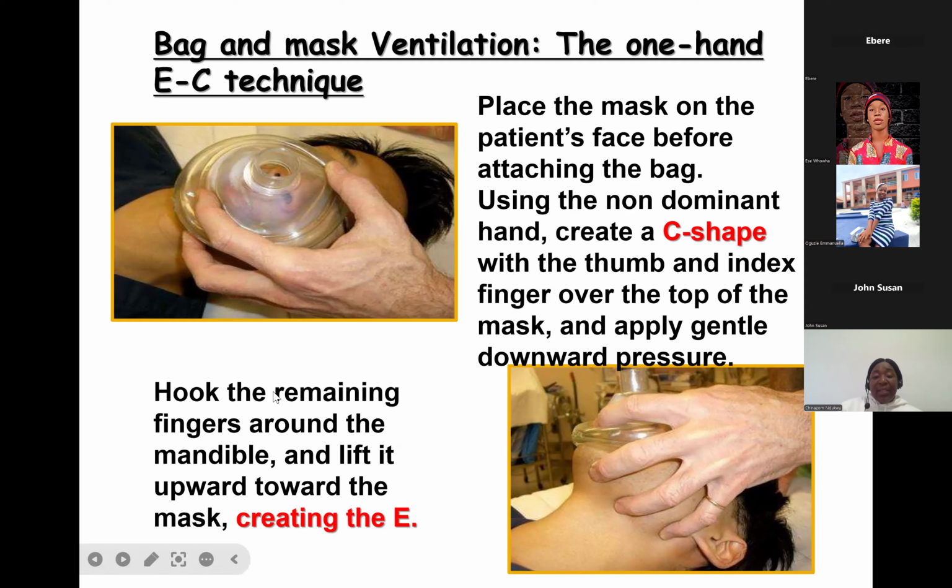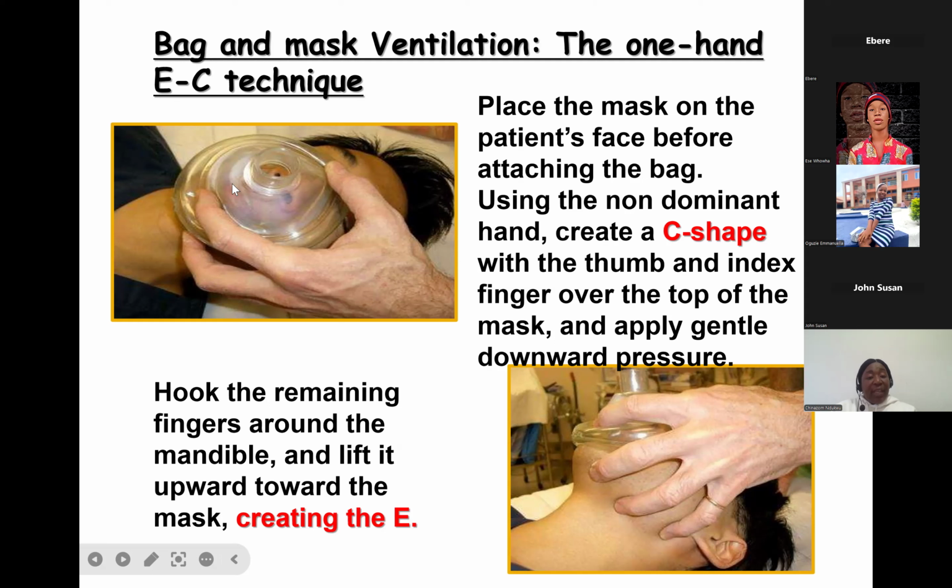Then the next thing is you're going to apply gentle pressure down and form an E with the rest of the 3 fingers. We call this the dominant hand; it is the one you're going to use to inflate the bag, the air bag. But the one you're using to hold this object here is the non-dominant hand.